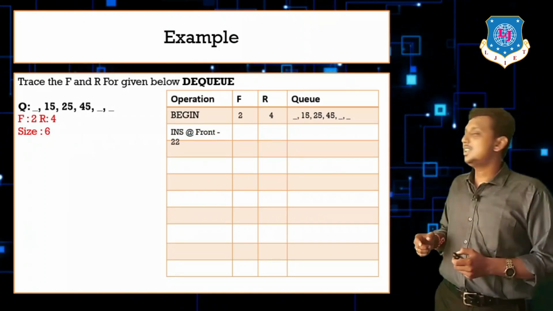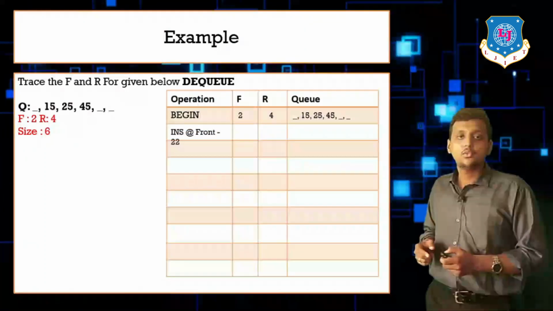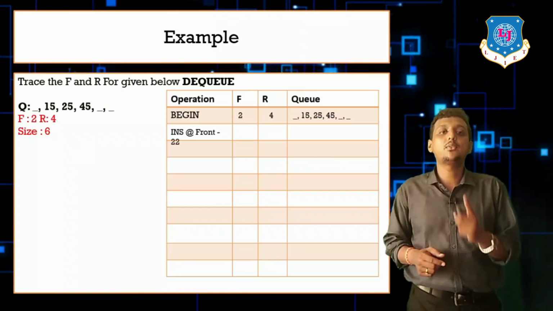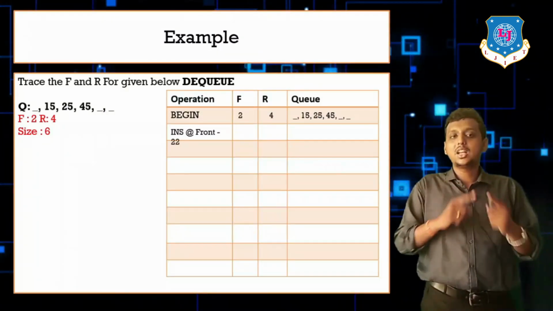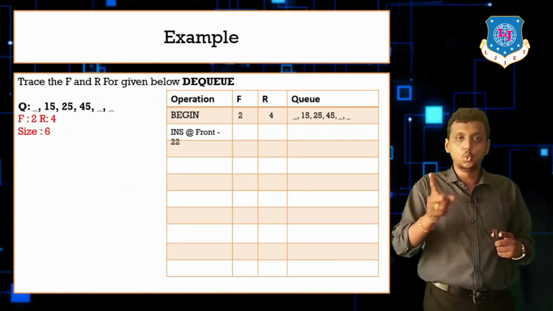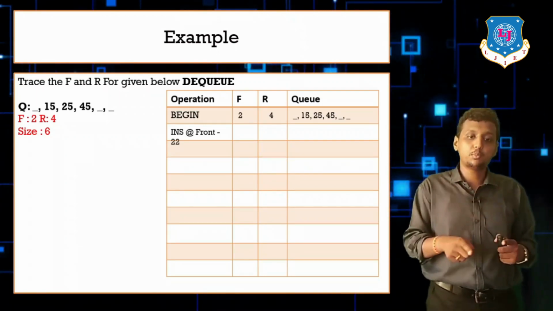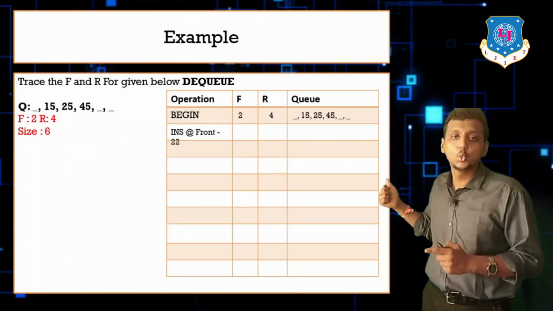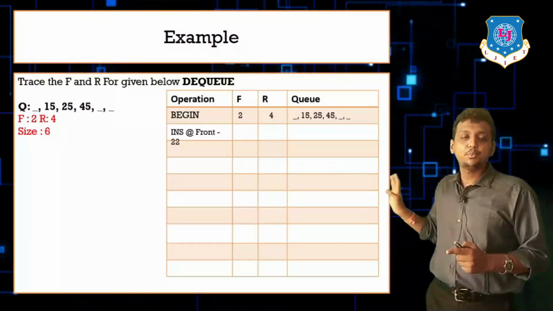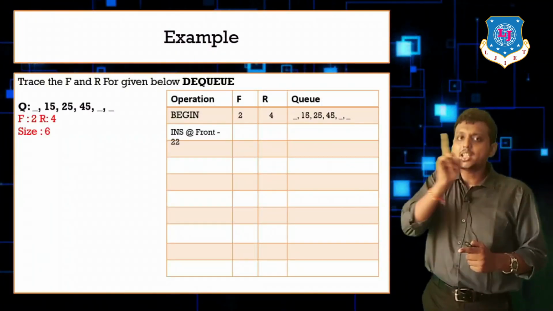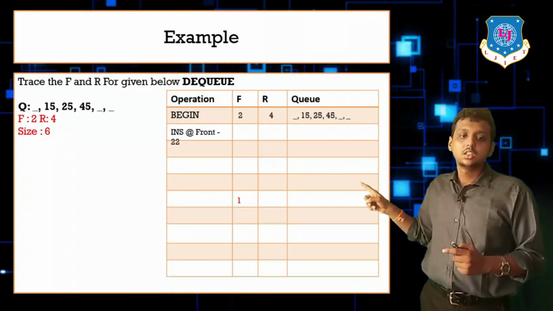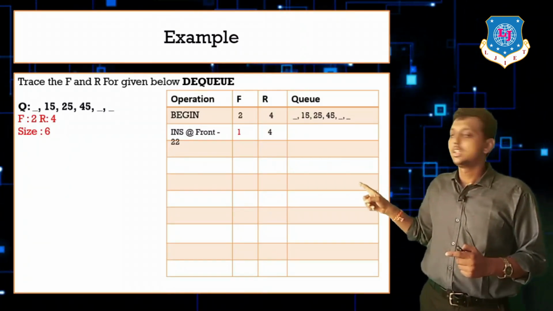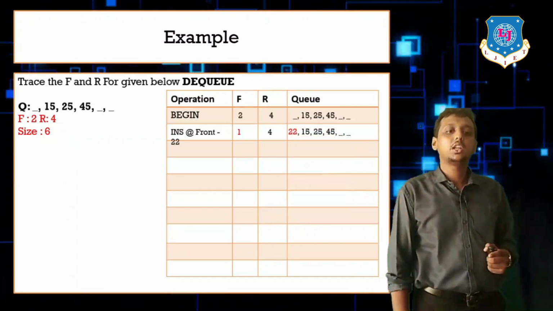The first one is insert at front end. Insert at front 22. I want to insert at front end. The value is 22. Okay, fine. Insertion at front end. Is that normal? No. So here we just need to decrement the front pointer. Just check the front pointer value. It's 2, so you can decrement your front pointer. Yes. So the value becomes 1 and here at 4. The value 22 is inserted.